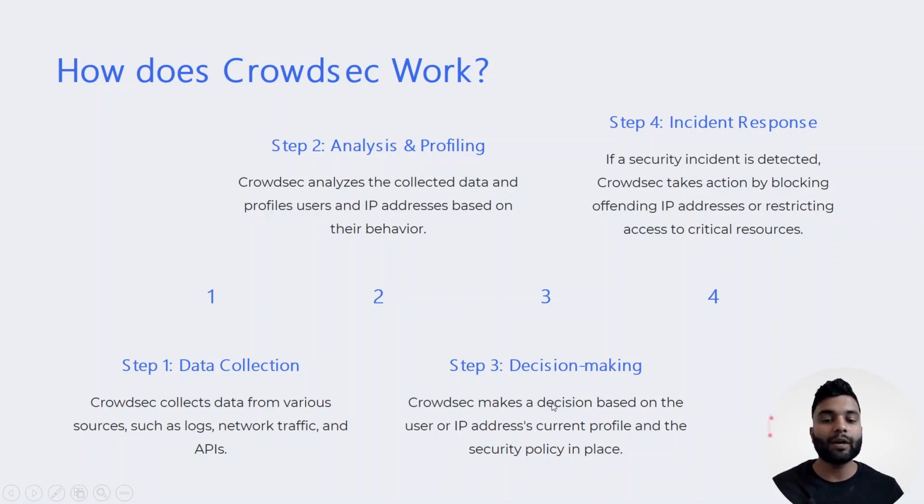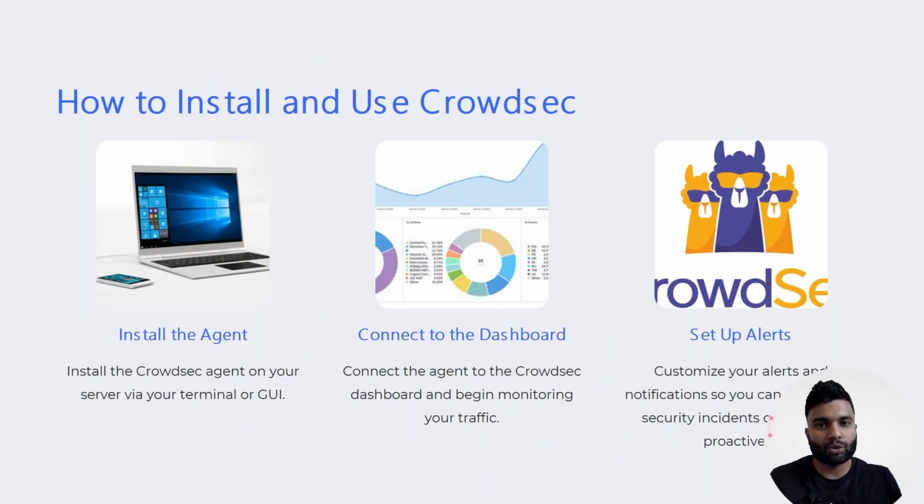The third step is decision making. CrowdSec makes a decision based on the user or IP address, the current profile, and the security policy in place. At last, if a security incident is detected, CrowdSec takes action by blocking offending IP addresses or restricting access to critical resources. If you want to install CrowdSec in your environment, what are the various methods?